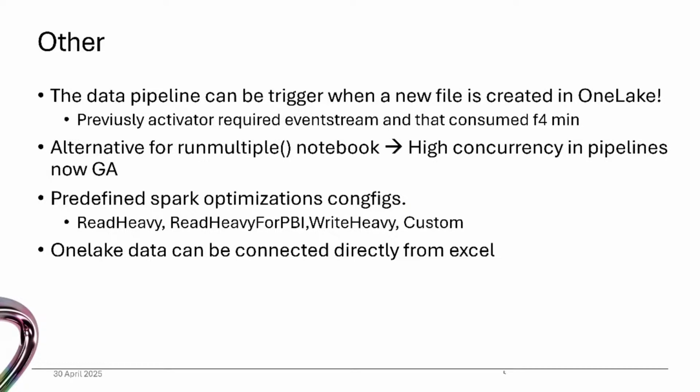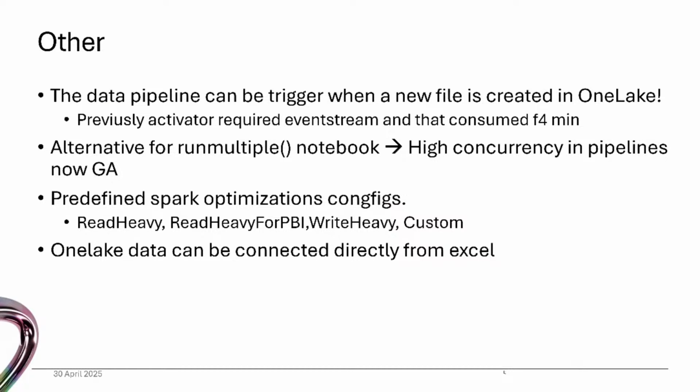Then there's also a lot of other stuff, not categorized in a sense. But now you can trigger a data pipeline when a new file is created in OneLake. Previously, this required an event stream, and that took an F4 minimum. So maybe some cost savings here, and it's also nice, like a load pattern, load it whenever you get new stuff. That's nice. Then high concurrency notebooks within the pipelines are now generally available.